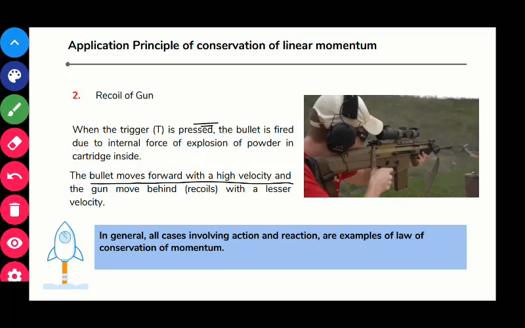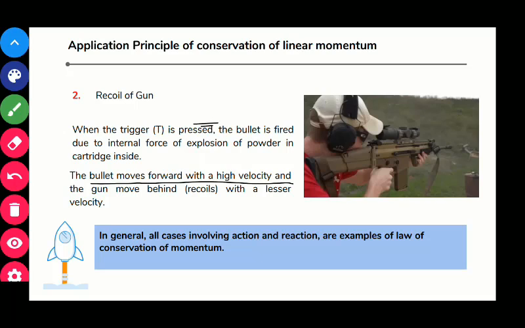Okay, and if the bullet is fired, then you are just applying some force to the bullet. Now if you are applying some force, according to Newton's third law, what do we know? If you are applying some action to a particle, then the particle will apply a reaction force to you, right?